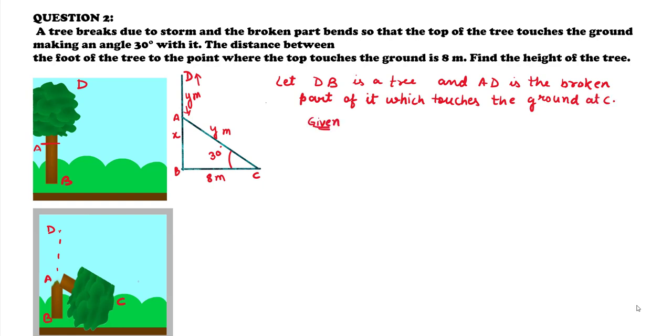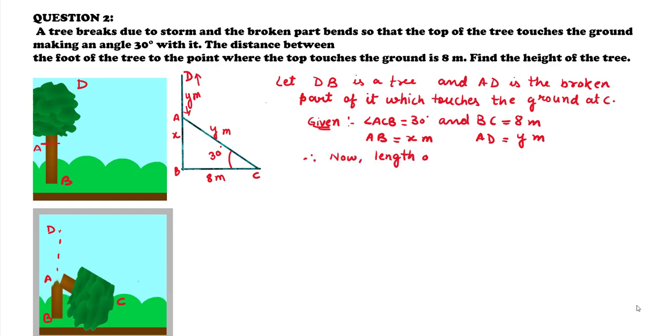Let DB be a tree and AD be the broken part of it which touches the ground at C. What is given? Theta, that is angle ACB, is 30 degrees, and BC is 8 meters. AB is X meters, AD is Y meters. So now the whole length of the tree will be X plus Y, that is BA plus AD.